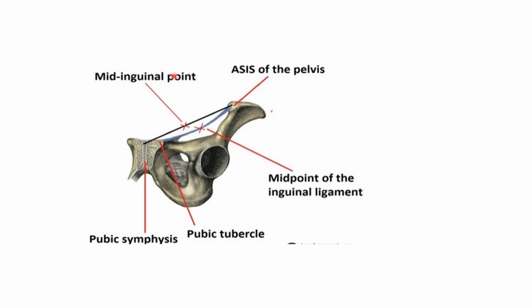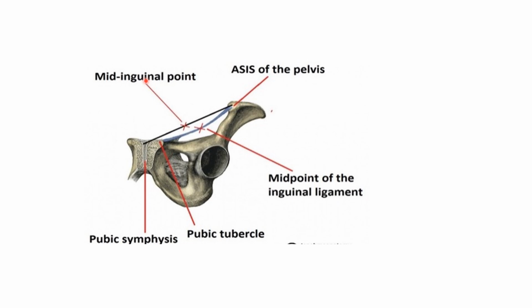Another important point I want to discuss with you here are the two reference points usually being called upon. Those are the mid-inguinal point and the midpoint of inguinal ligament. What is the difference between those two points? If I draw an imaginary line between the anterior superior iliac spine and the pubic symphysis, and take a point midway on this line, that point will be known as the mid-inguinal point.